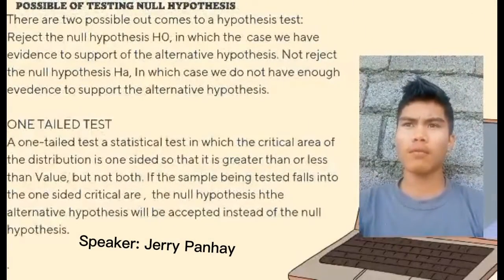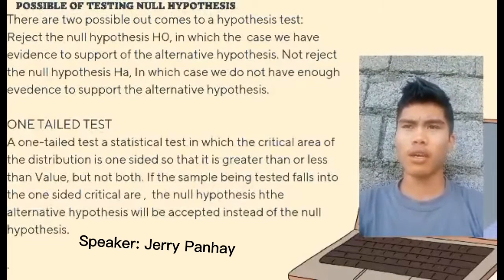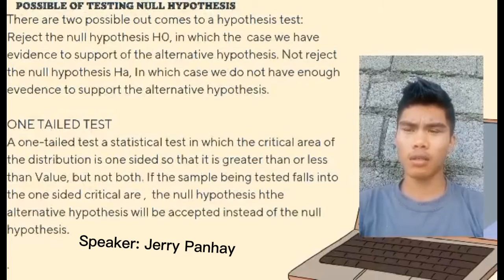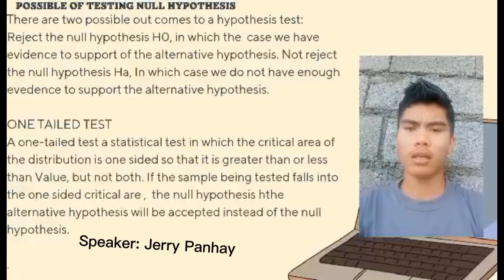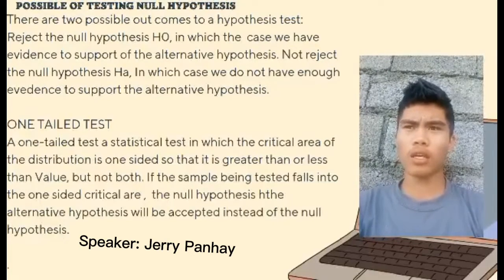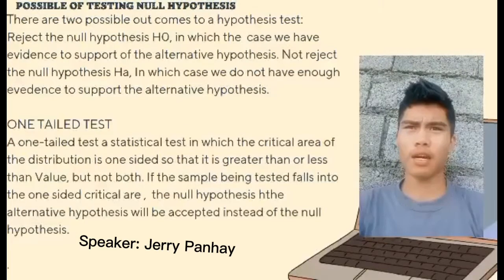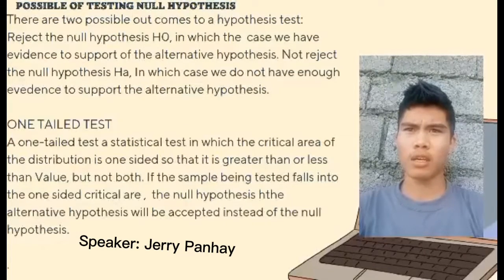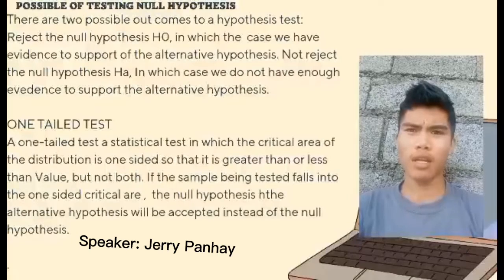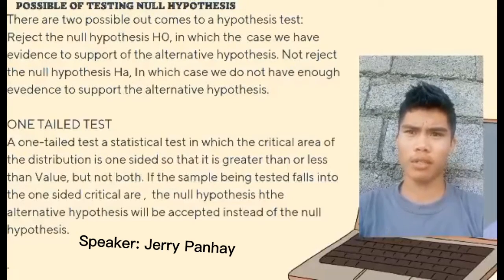Possible outcomes of testing the null hypothesis. There are two possible outcomes to a hypothesis test. Reject the null hypothesis H sub 0, in which case we have evidence in support of the alternative hypothesis. Do not reject the null hypothesis H sub 0, in which case we do not have enough evidence for the alternative hypothesis.